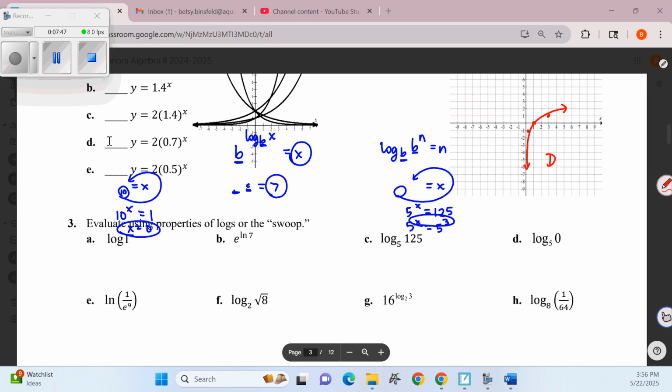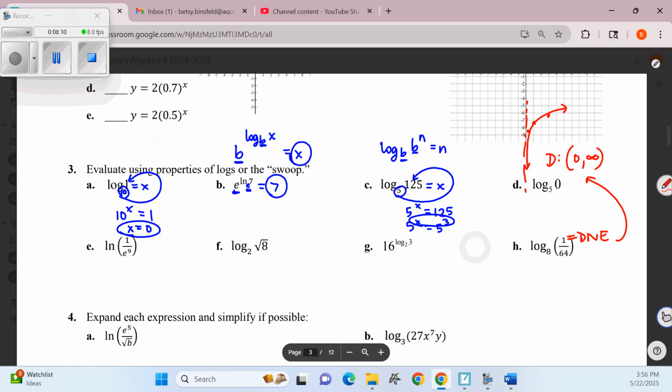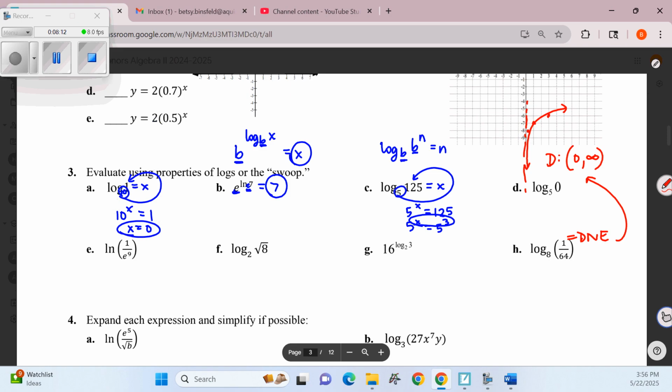Right, the idea is that your domain up here is 0 to infinity because there is a vertical asymptote up here. So we can't include 0. So when we take the log of 0, that does not exist because it is not in the domain. Right, so the log of a negative is a problem. The log of 0 is a problem. They don't exist. Okay, let's go back to our problems here. So we'll say this is equal to does not exist or undefined.